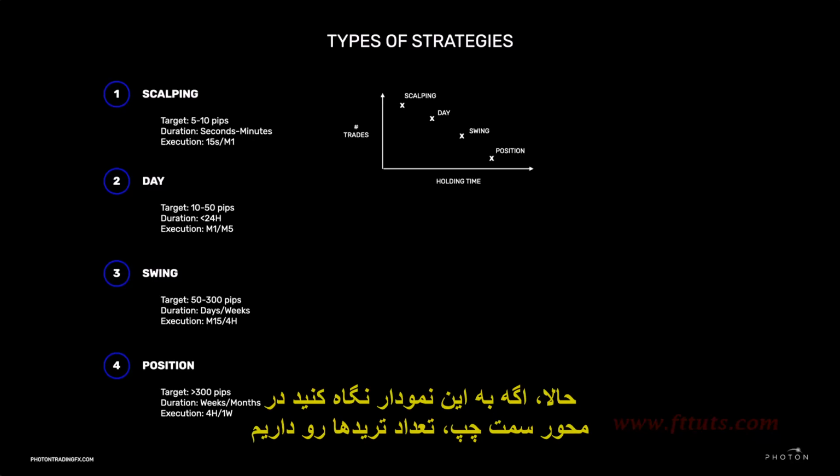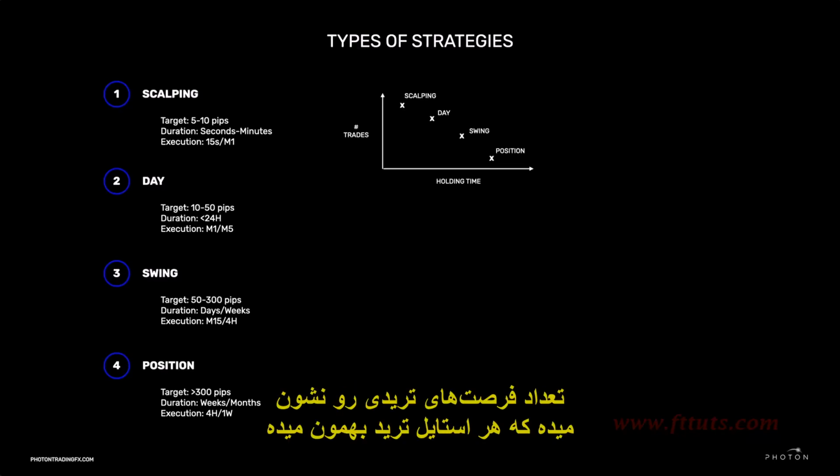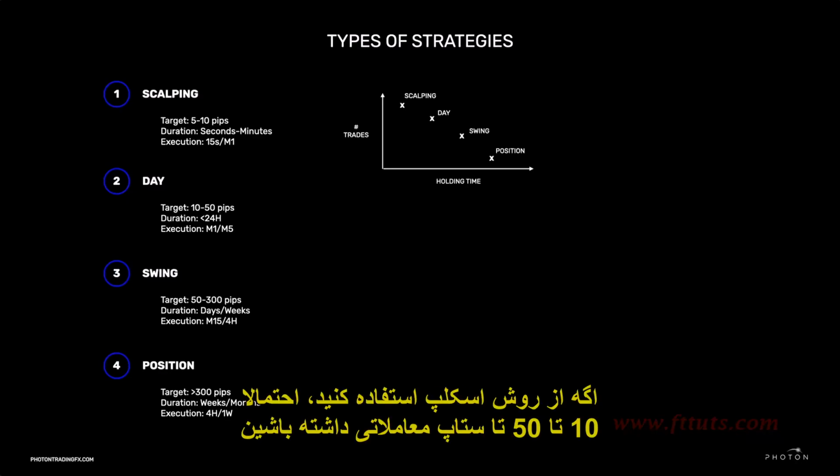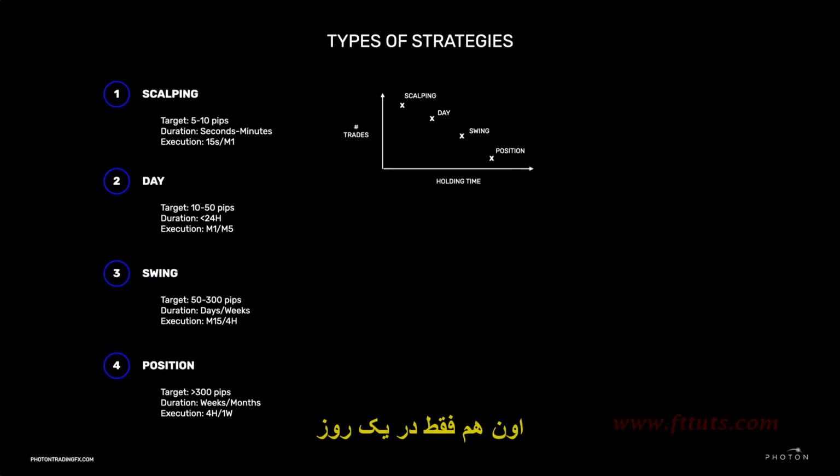Now, if you take a look at this graph, notice on the y-axis, on the left-hand side of the graph, that it says the number of trades. So that's the number of trading opportunities for each style of trading, which is obviously not the same as the amount of profit that you can necessarily make for each style of trading, right? So if you're scalping, there's probably going to be maybe even 10 to 50 trading setups in just one day on just one currency pair on its own.